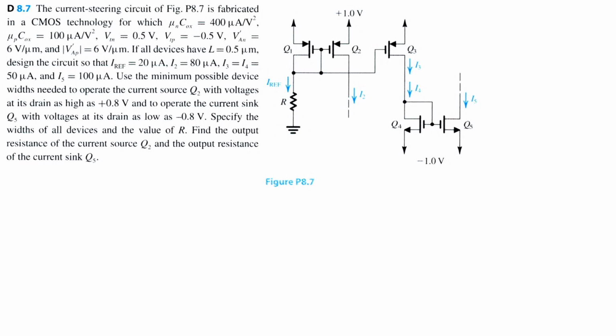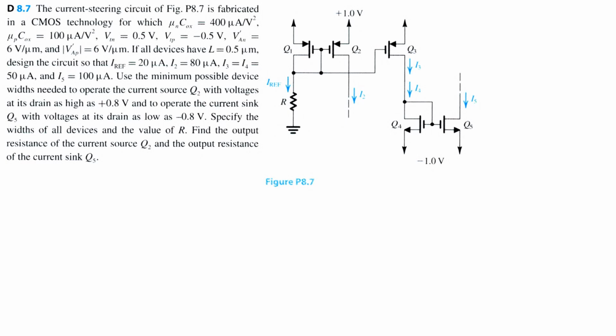mu_n Cox equals 400 microamps per volt squared, mu_p Cox equals 100 microamps per volt squared, Vt is equal to 0.5 volts, Va prime is equal to 6 microamps per micrometer, and all devices have length equal to 0.5 micrometer.